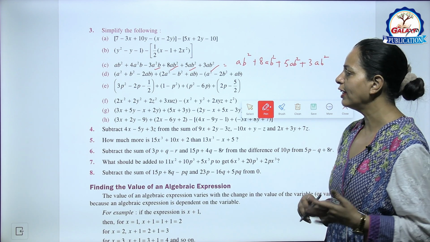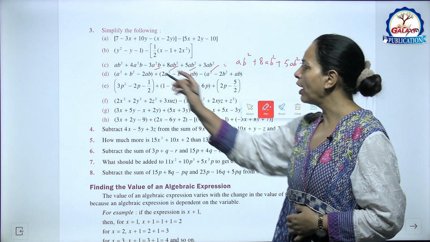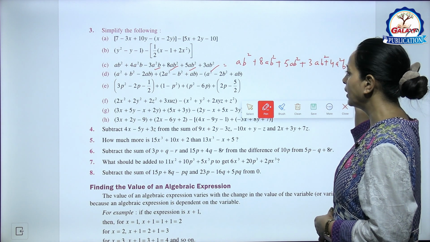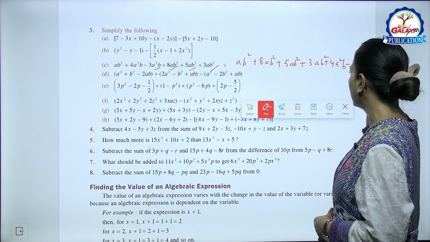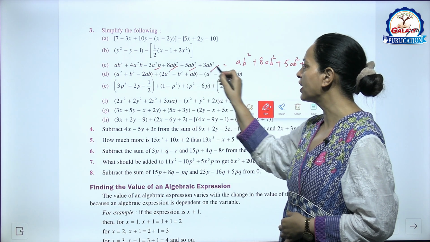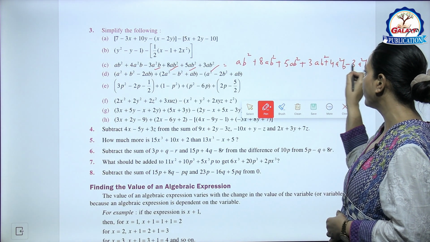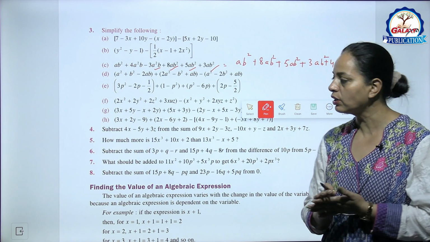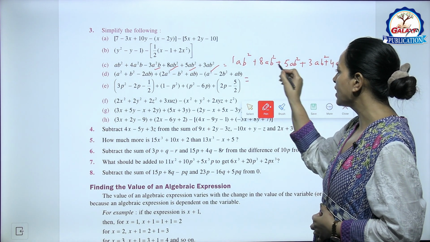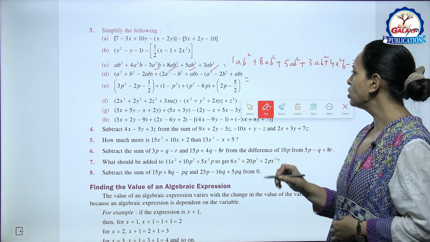Now collect a square b term. So plus 4a square b minus 3a square b. Total how many terms? 1, 2, 3, 4, 5, 6, means we have taken all the terms. So now combine the coefficients. 1 plus 8, 9 plus 5, 14.